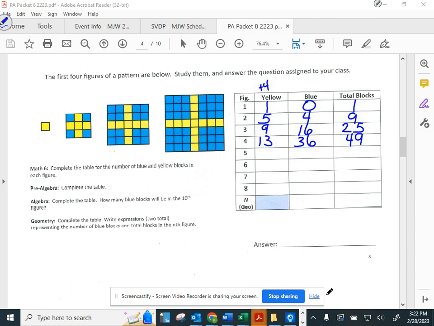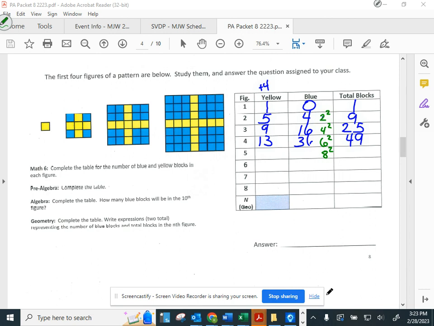Then I look at my blue blocks and I see some of Mrs. Gambino's favorite numbers. I'm looking at 4, 16, 36, and I see that there are some perfect squares there. So if I look at, let's do it in a different color, figure 2, 4 is 2 squared. 16 is 4 squared. 36 is, not 8, my bad, 36 is 6 squared. So it goes to figure that the next one would be 8 squared.